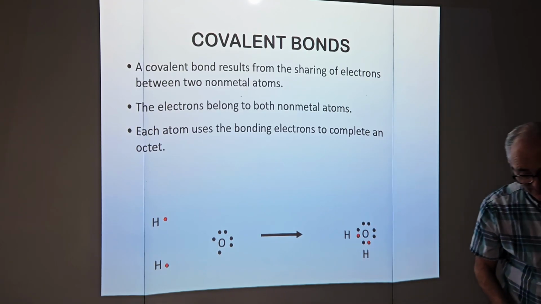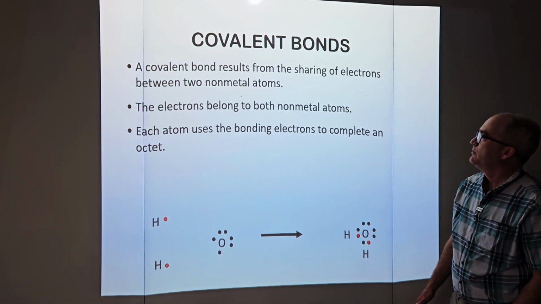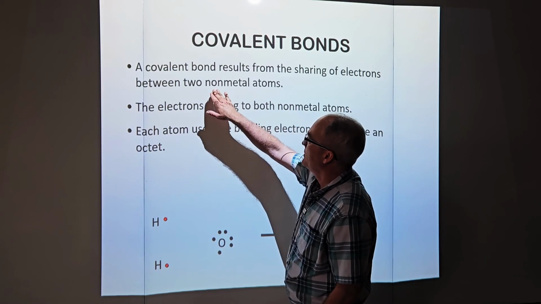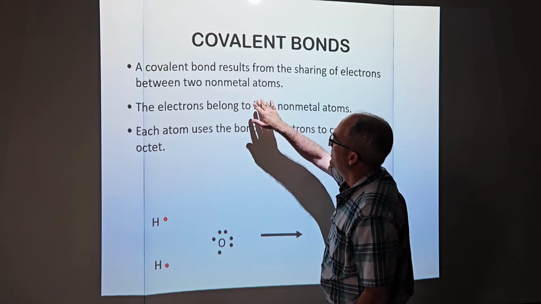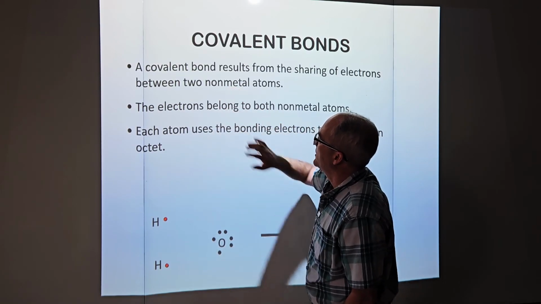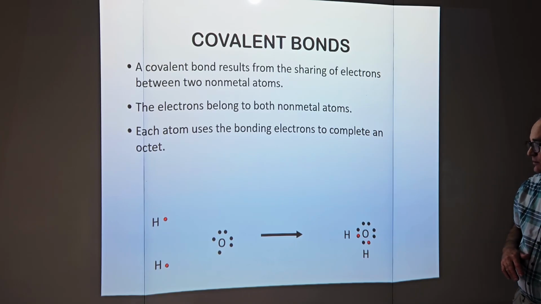All right, now what about covalent bonding? A covalent bond results when electrons are shared between two non-metal atoms. So we already discovered right at the beginning that ionic substances are a metal and non-metal, while covalent bonds have to be between non-metal atoms and make a molecular compound.